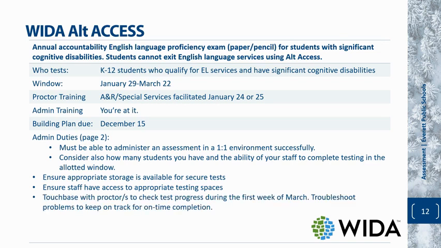You're going to want to touch base with that proctor to make sure that they're making sufficient progress. My recommendation is that you do that within the first week of March. Troubleshoot problems with them if they're having a hard time getting students to complete the assessment. We need to figure out what we're going to do about that. You can talk to case managers as well. You can talk to me about that, but let's figure out how to make sure that that test gets done on time. No student can go without being tested. If you have any incidents, you're going to report them promptly in ARMS within that 24-hour window. The same paperwork checklist I will be providing with alt access that I provide with the regular WIDA access.